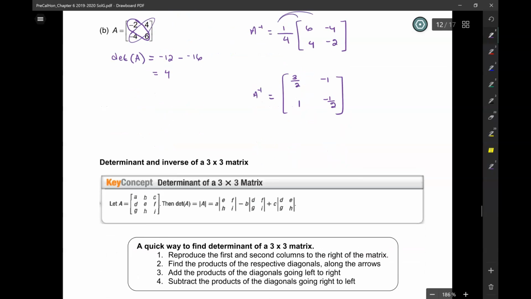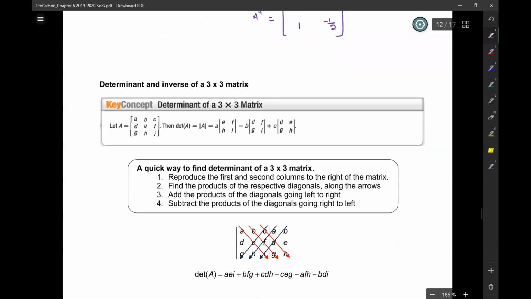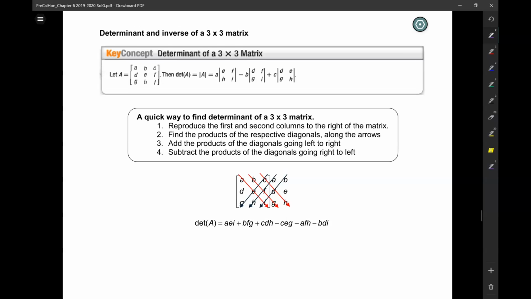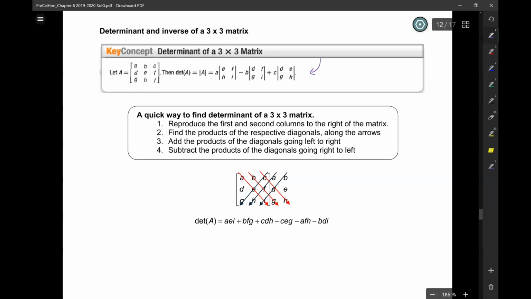Okay, the process for a 3 by 3 is different. Now look, this is the OG way of finding determinants of a 3 by 3 in that box up there. You know, for some it's a pain. I rather enjoy it. But there is a shortcut, and that's what we're going to do.